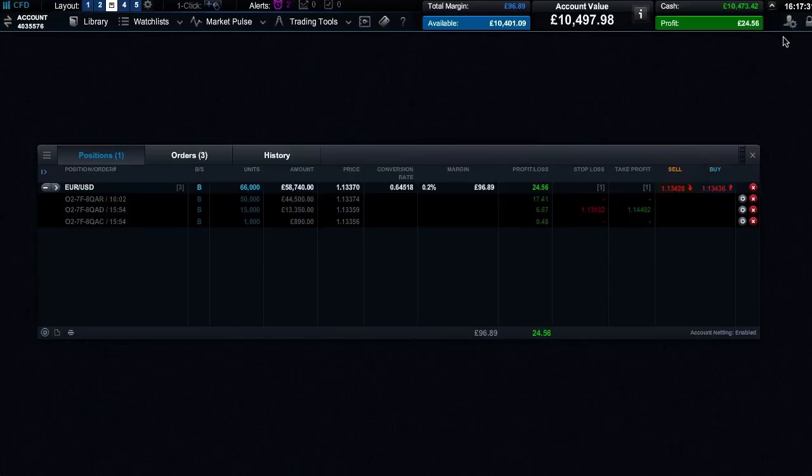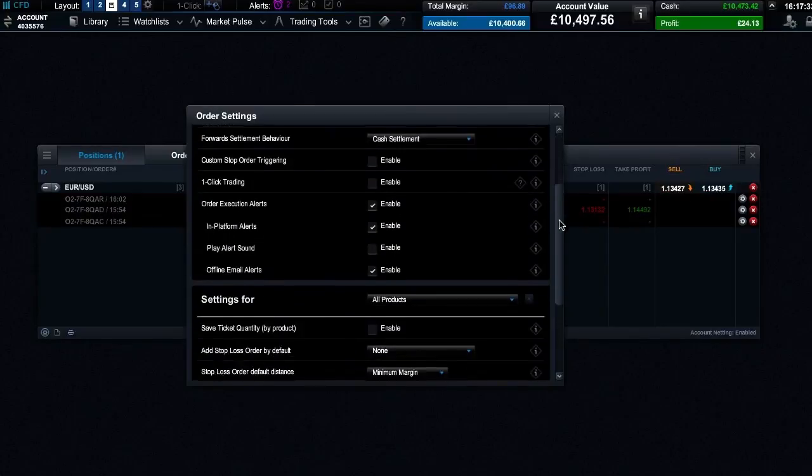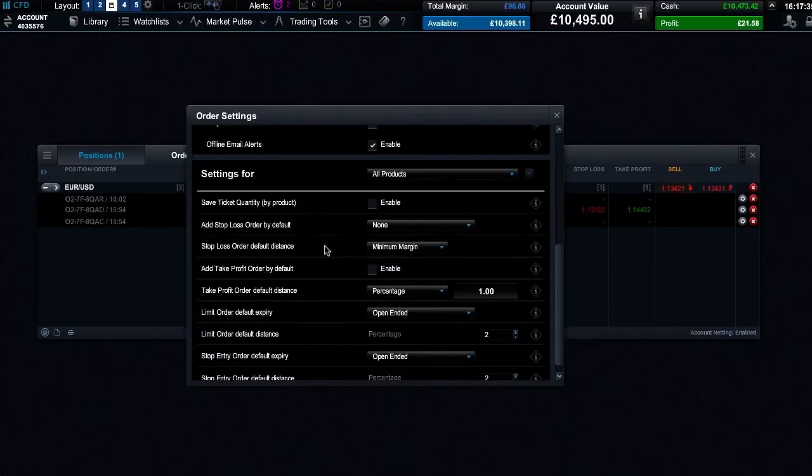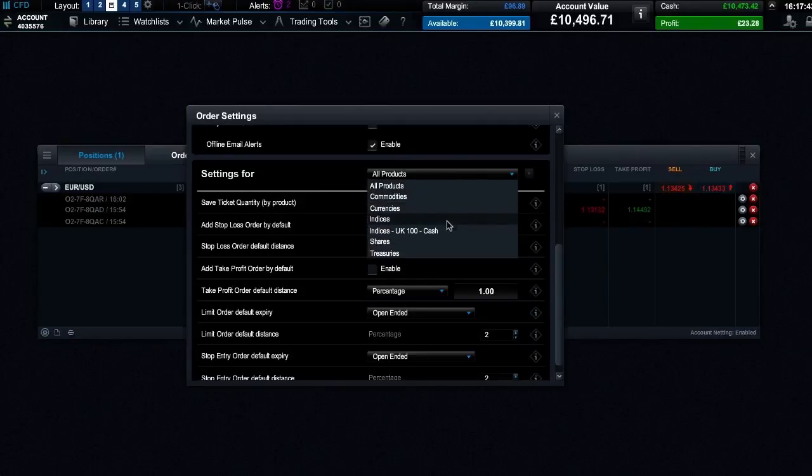Save previous position size by product and set predefined levels for stop loss, limit, and take profit orders for all subsequent tickets. It's possible to do this across particular asset types or just for specific products. The choice is yours.